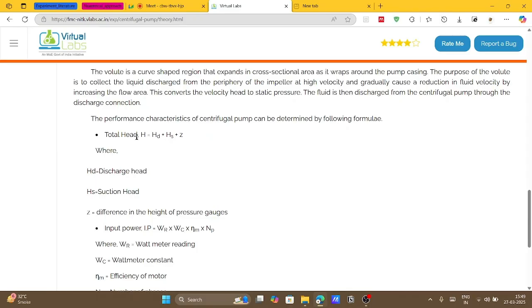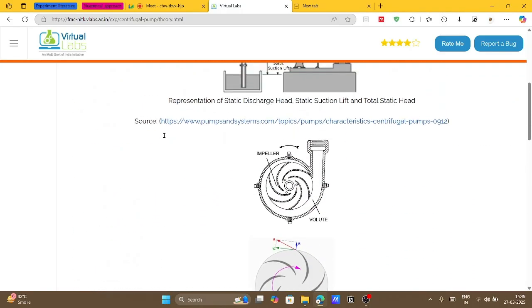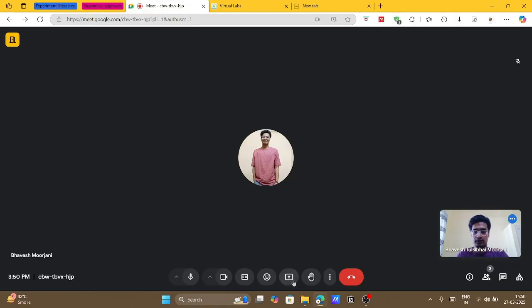One issue here in this virtual lab is that they are taking the summation of discharge and suction head, but this is wrong, as we had discussed that the total discharge head is discharge head minus suction head plus elevation gain plus friction losses, right? So there will be a minus sign here. Oh, I forgot to share screen here.